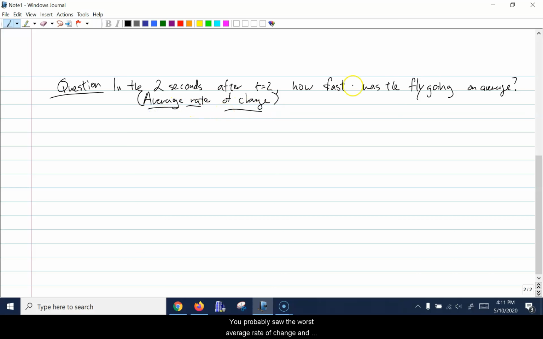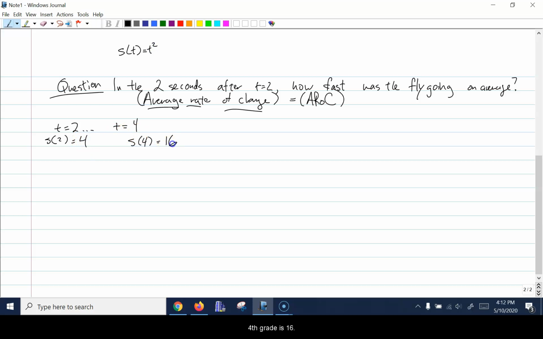You probably saw the words average rate of change in some algebra class. I'm going to abbreviate that AROC pretty often. Over the course of these 2 seconds, how fast was the fly going? Well, to answer that, I want to know where the fly was at the moment t equals 2 and at t equals 4. What is s of 2? What is s of 4? Our formula was s of t is t squared. 2 squared is 4. 4 squared is 16.